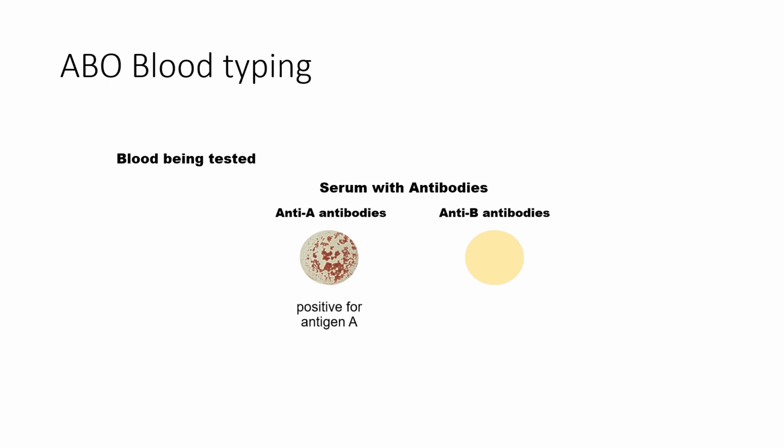Now we're not done because remember we're looking to see if there's antigen B on the blood too. So we're also going to take some blood and drop it into another container that has the anti-B antibodies in it, and we're going to see if it reacts. And in this example it did. So our blood is positive for both antigen A and antigen B. And what type of blood is that? Well, that makes it blood type AB.